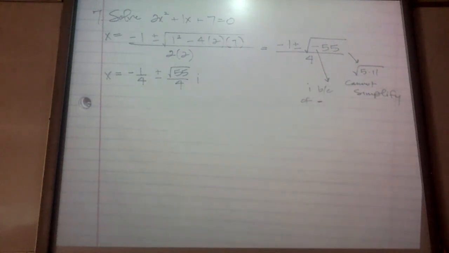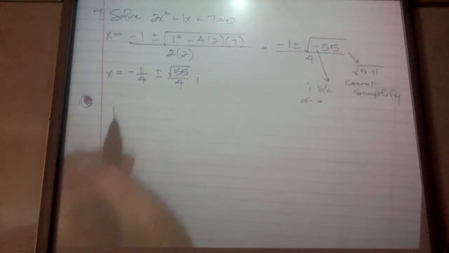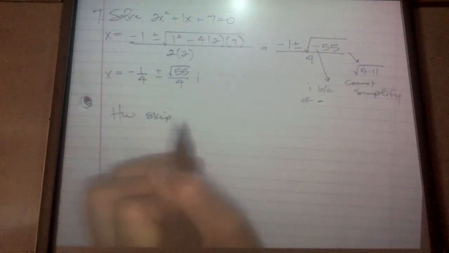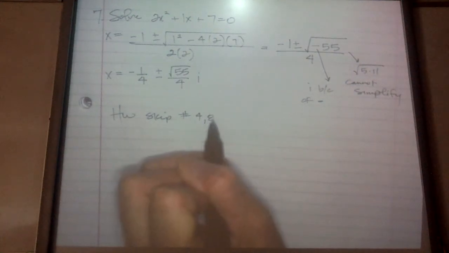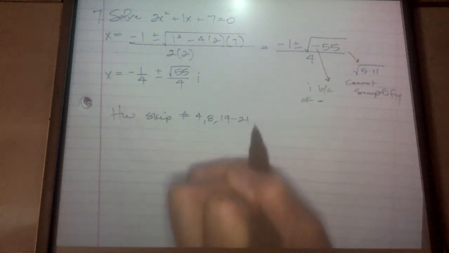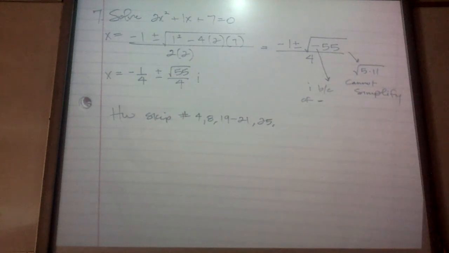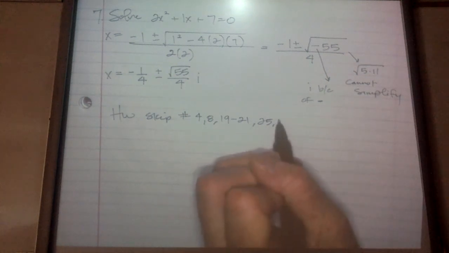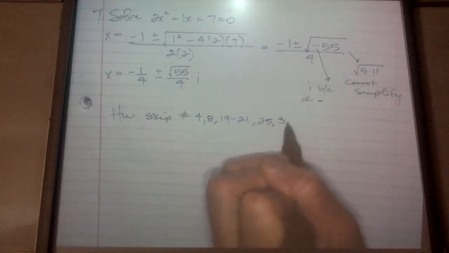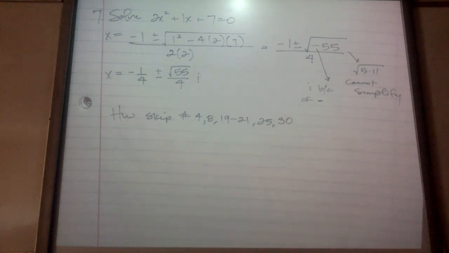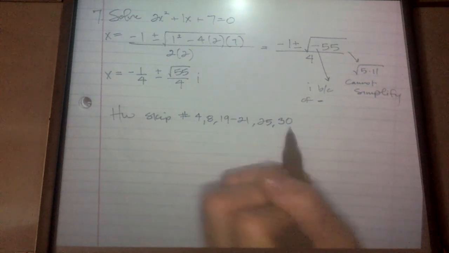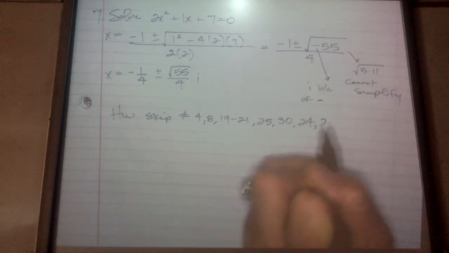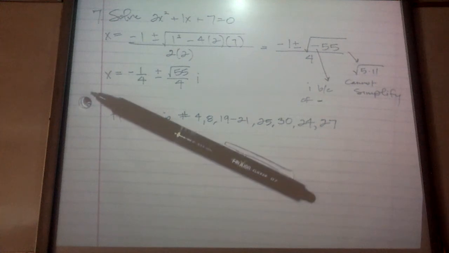Okay, and that is it for section 11. You are going to skip quite a few. You're going to skip numbers 4, 8, 19 through 21, 25, 30, and I think I add one more. 20, I should have put 24. I put these out of order. I apologize. 24 and 27. So you're skipping quite a bit from this lesson. You're welcome.